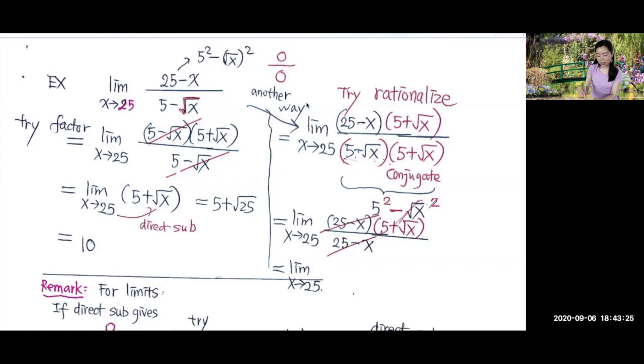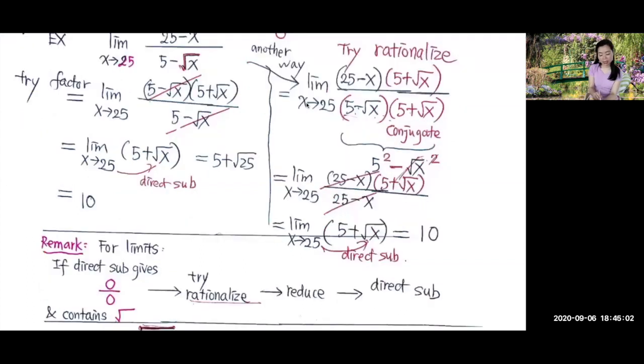So that will give you 5 plus square root of x right here. And now you can do a direct substitution, and the square root of 25 is 5. 5 plus 5 will give you 10. So the result is 10.